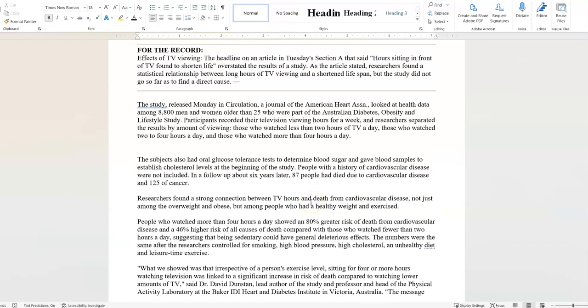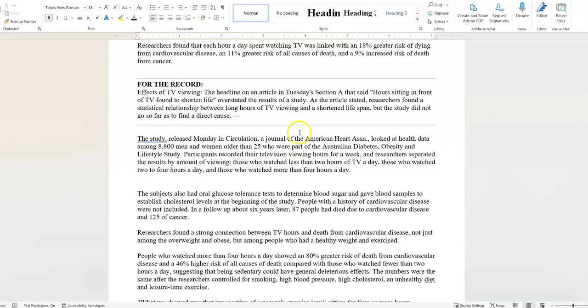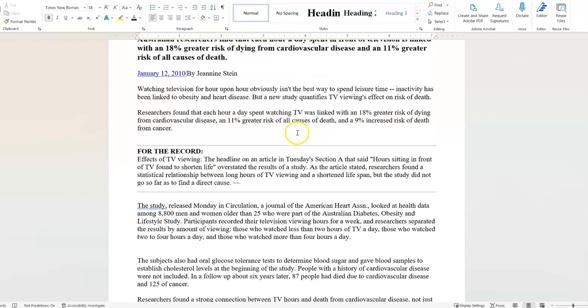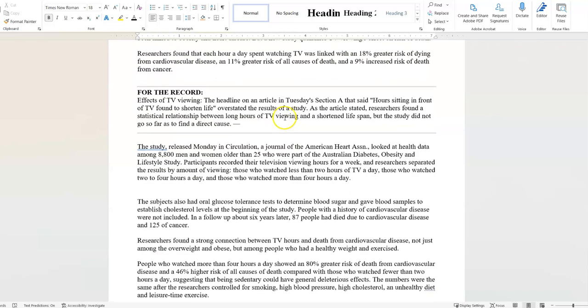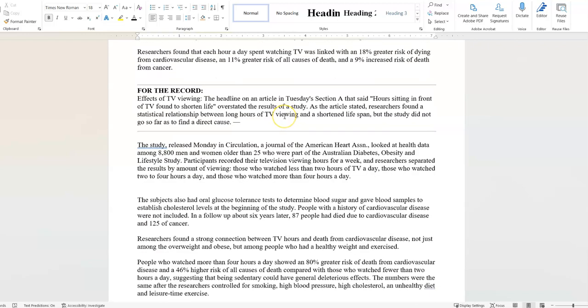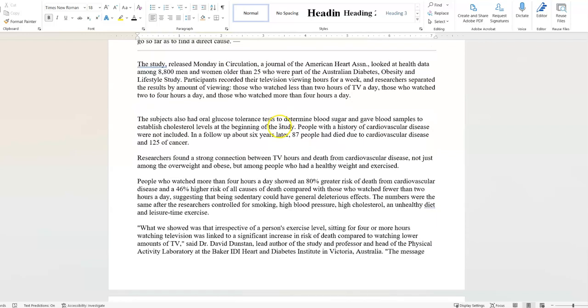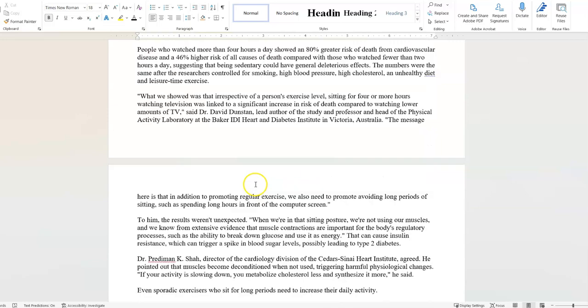Also, the Australian Diabetes, Obesity, and Lifestyle Study, this one was part of it. When you read through your article, what you want to look for is somebody where they mention who's researching this, who commissioned it, who funded it, whatever. So that's what we're looking for here.